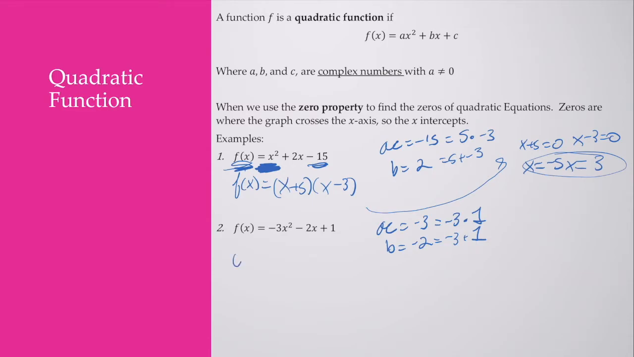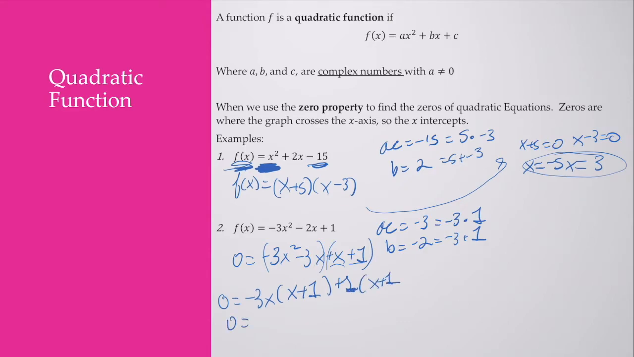So I have, let's go ahead and set it equal to 0, negative 3x squared minus 3x plus x plus 1, and then I factor by grouping. The greatest common factor of negative 3x squared and negative 3x is negative 3x. That leaves me negative 3x times x plus 1. The greatest common factor of x plus 1 is 1, and I still need to pull out that factor of 1. So this quadratic function, or degree 2 polynomial, factors to negative 3x plus 1 times x plus 1.